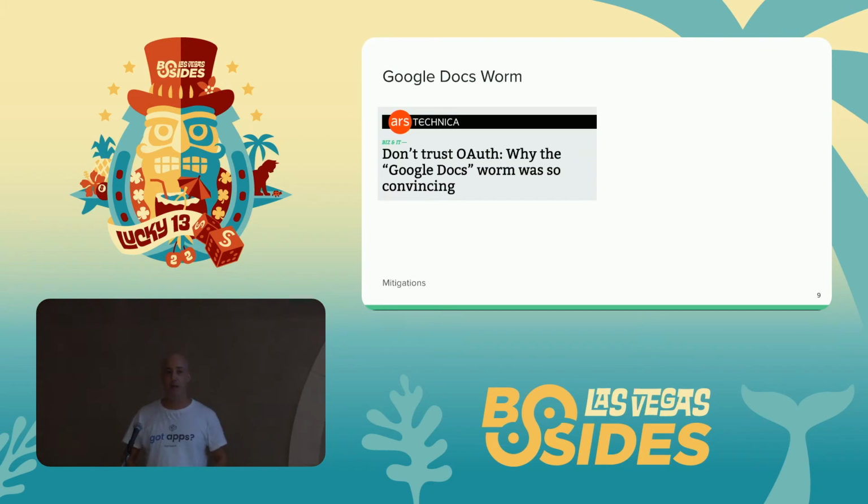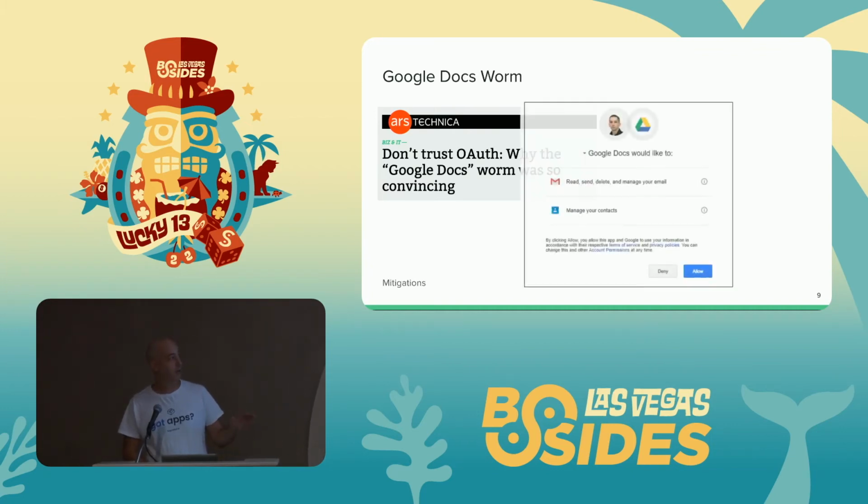So about OAuth, as Zeno said, it's used for a lot of things. Security-wise, it's kind of young and immature. And in 2018, there was actually a worm using Google Apps Script called the Google Docs worm. So even Google sometimes messes up with OAuth.